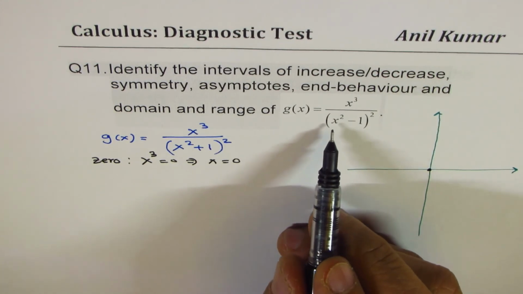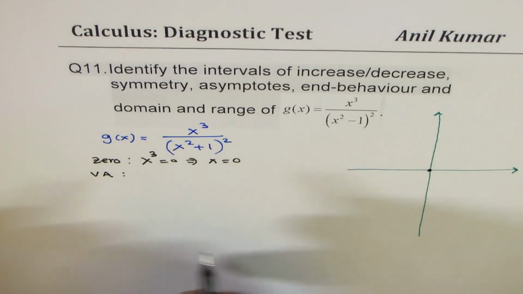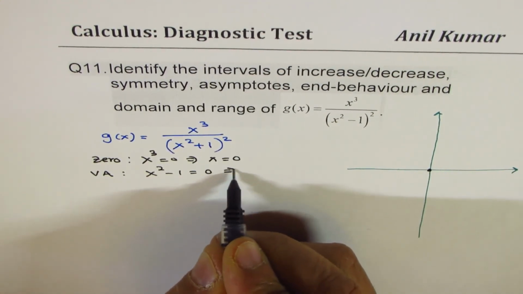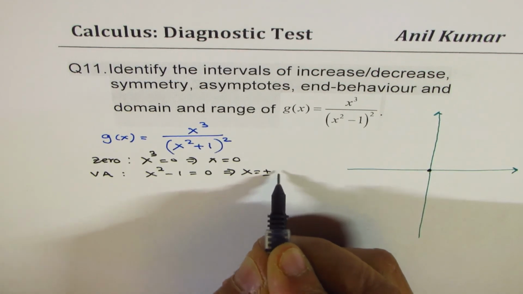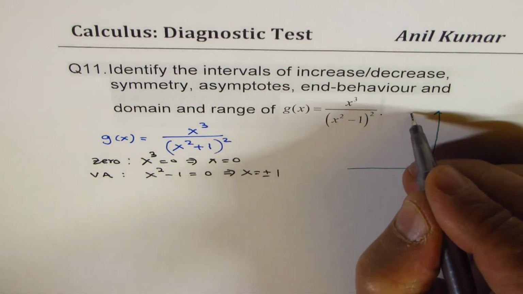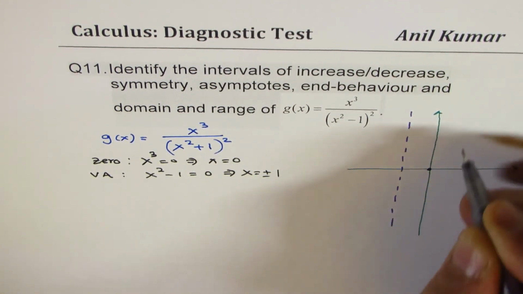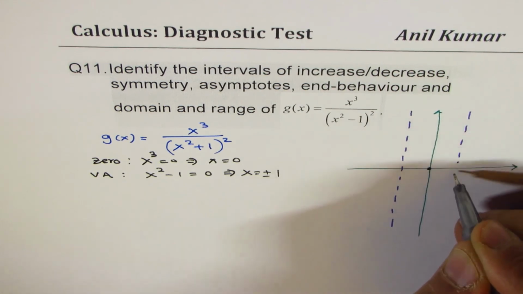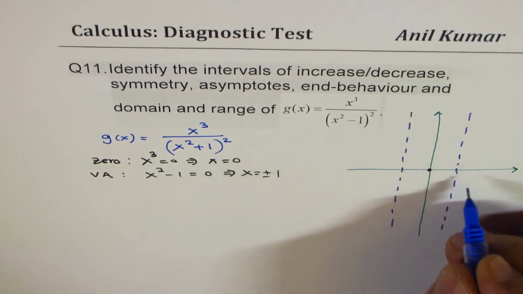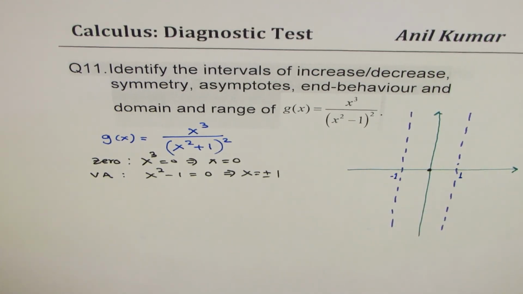Then we can look into vertical asymptotes. So vertical asymptotes in this case is when denominator is 0. That is x squared minus 1 equals to 0. And that gives you x is equals to plus minus 1. For both these values, it will be 0. So let me just sketch vertical asymptotes here. For greater details, you can always look into my videos on sketching rational functions.